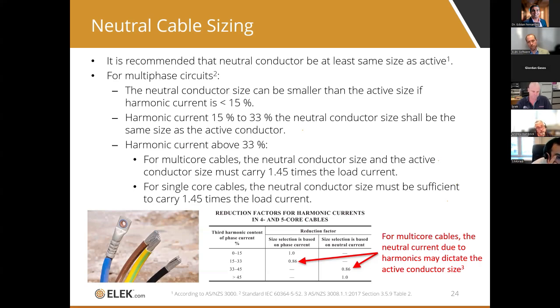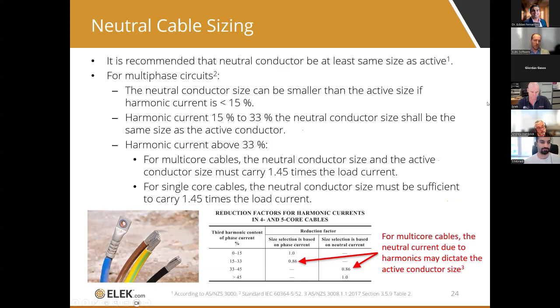For multi-core cables, when you have high harmonic currents or high harmonic content, even above 15%, the heating from the harmonic currents in the neutral actually dictates the active size too. And certainly for single core cables, when you have high harmonic current, the neutral conductor size will actually be larger than the active.